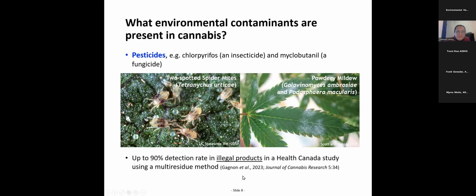Now, one issue I want to bring up in this category of contaminant is that up to 90% detection rate in illegal cannabis in Canada has been reported in a recent study. This is one thing that I think deserves more attention, which is not just pesticide, but contaminant in general in illegal cannabis. Because often when we talk about cannabis contaminant, we are talking about the contaminant in legalized cannabis, but illegal cannabis still has a large market share even in a legalized market. And the contaminant is a key concern for public health. So something to keep in mind as well.